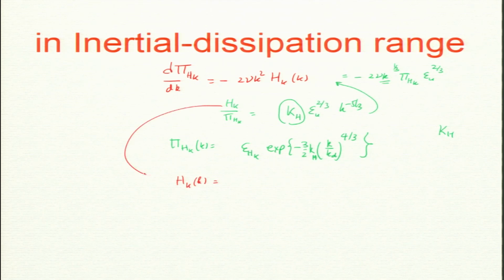I can use this formula. This is straightforward: Kh epsilon of Hk epsilon u of minus 1/3. I am replacing the fluxes by epsilon u and epsilon Hk, K to the minus 5/3, and this exponential part. So we now have a formula which I expect to work in both the inertial range and the dissipation range, by just invoking Pauw's model. So, we are ready to test.